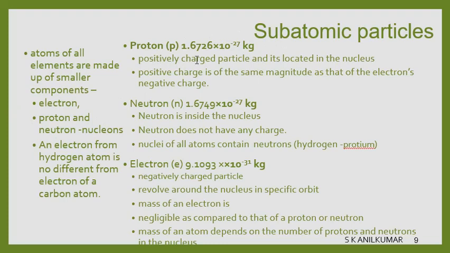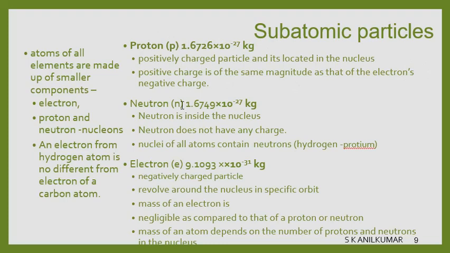The proton is positively charged. It is located in the nucleus and its positive charge is the same magnitude as that of the electron's negative charge. Magnitude means what? One positive, one negative. Two positive, two negative. The two or one is called the magnitude. The measure is called the magnitude. The positive charge of the proton is the same as the negative charge of the electron. Same magnitude. Proton mass is 1.67 into 10 power minus 27 kilogram.